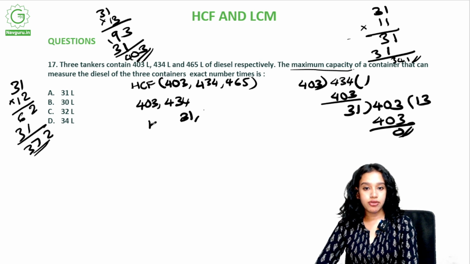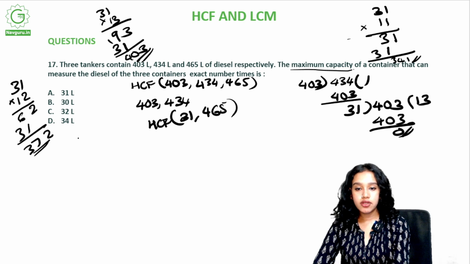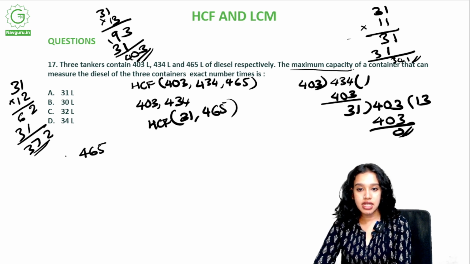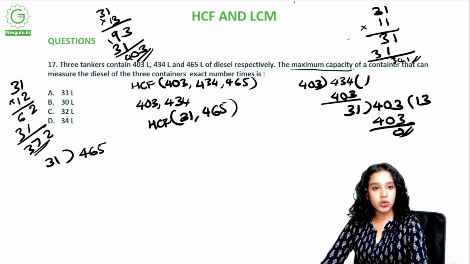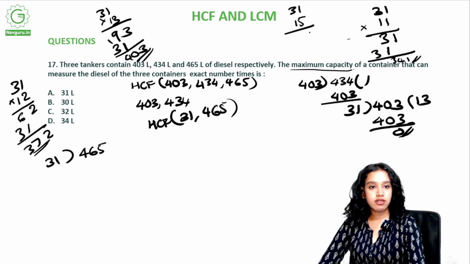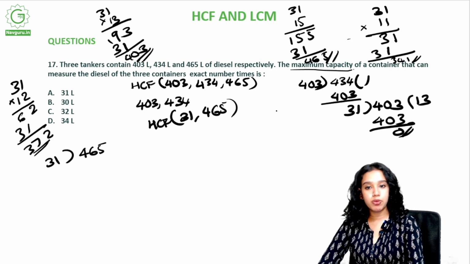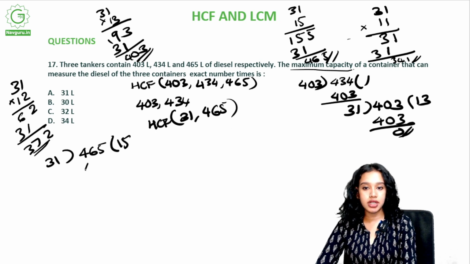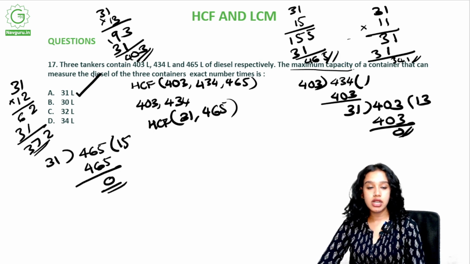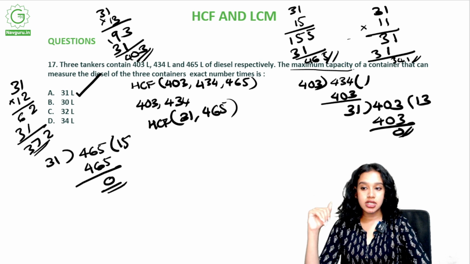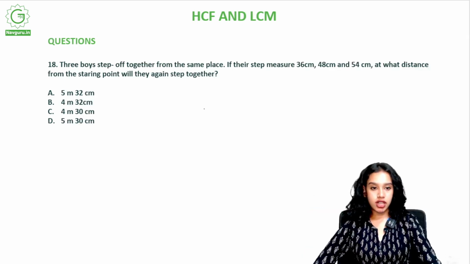And then we have to find the HCF of 31 and 465. So, here we take 465 inside and 31 outside. Now, let's see what is 31 into 15. 5 ones are 5, 5 threes are 15 and 1 ones are 1, 3 ones are 3. We have 465 perfectly. We'll get 15 times 31 is 465. So, the HCF of this is 31 liters and the answer for this question is 31 liters. Let's move on to the next question.